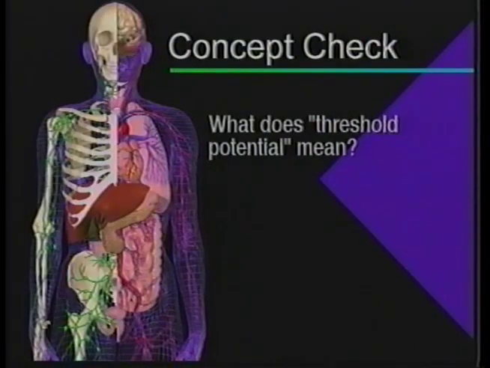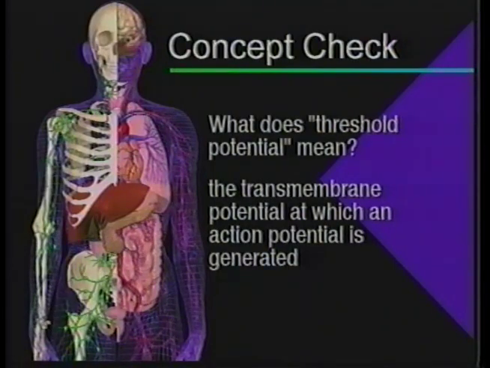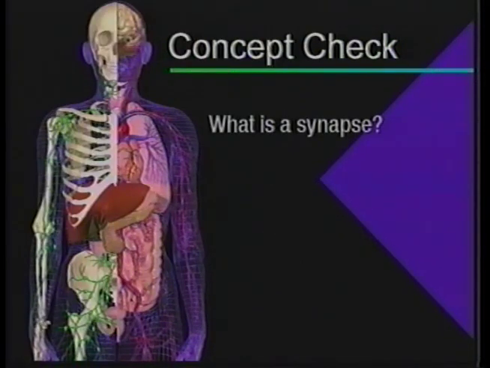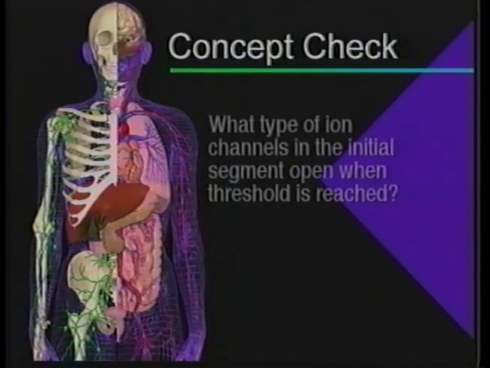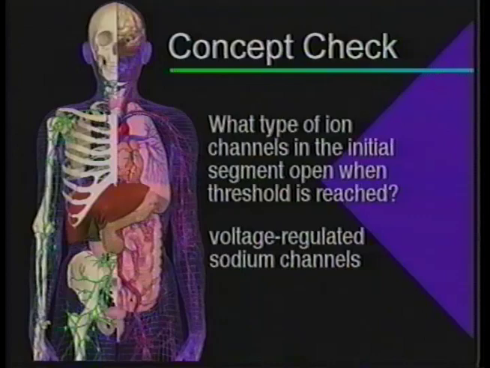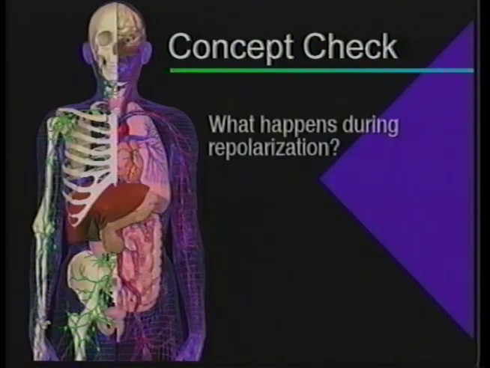What does threshold potential mean? What is a synapse? What type of ion channels in the initial segment open when threshold is reached? What happens during repolarization?